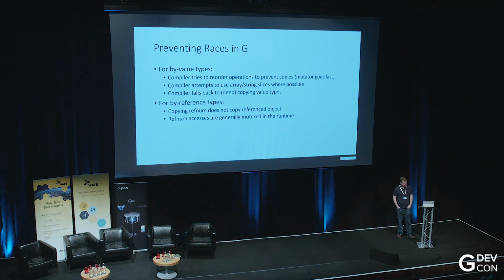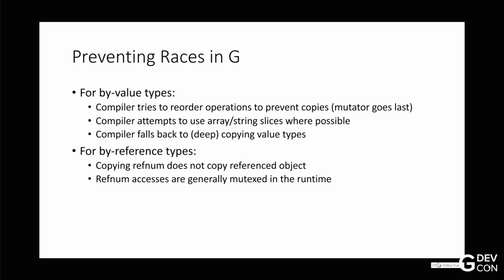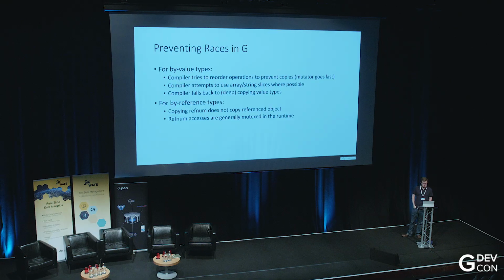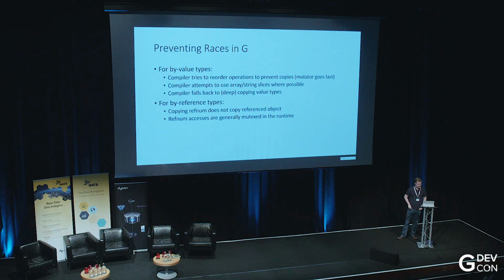For by-value types, the compiler will attempt to reorder the things that you're doing with a value that you've forked and are using in parallel, so that whatever would modify the value goes last. So if all the reads to the value happen and then all the writes, or just one write, then that's safe. It also will attempt to take and use subsets or slices of certain types, like arrays and strings, and as long as you're not overlapping your usage, or as long as you're only reading from different subsets of a value, then it will be able to prevent creating a copy.